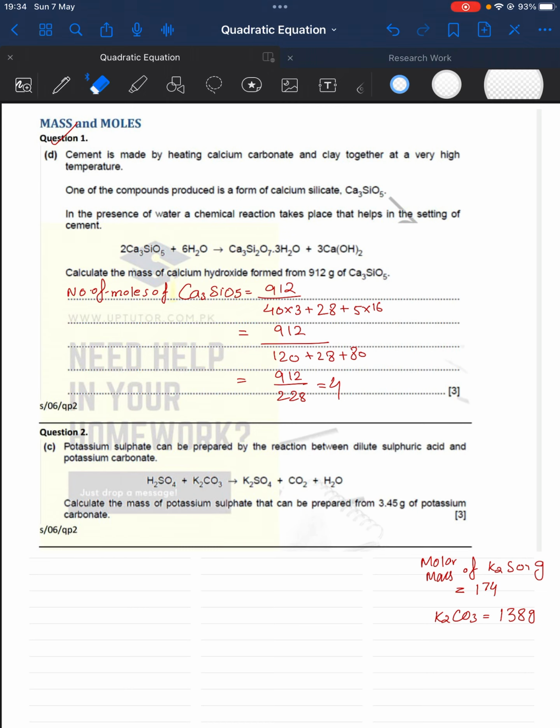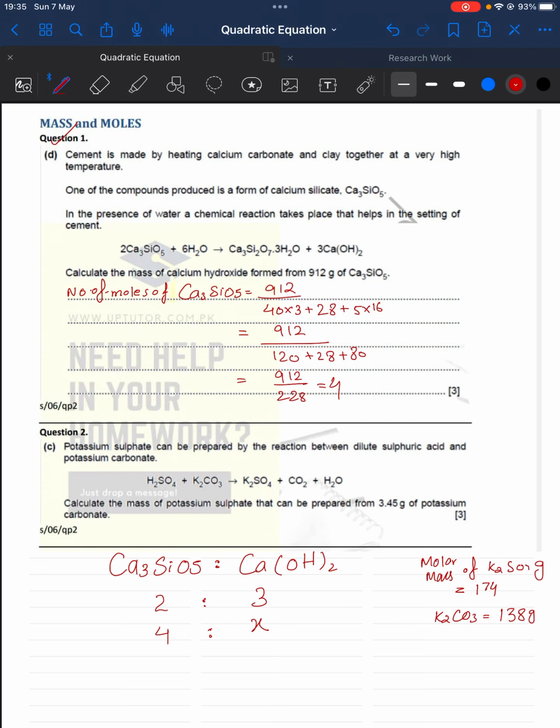Now we use the ratio method. As we know in the ratio method, we have to write down the one quantity that is given and the other quantity which we are going to find. So calcium silicate is given, and we have to find the calcium hydroxide. Now we write down their coefficients. The coefficient of calcium silicate is 2, and the coefficient of calcium hydroxide is 3. Now the number of moles of calcium silicate that is given is 4, and we have to find out the number of moles of calcium hydroxide.